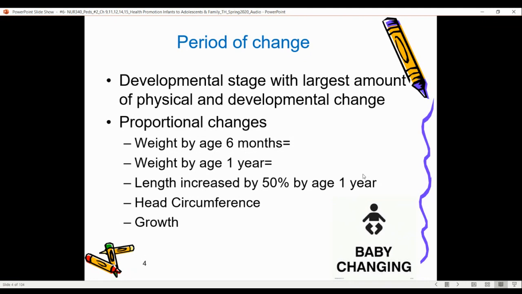Toddlers are bobblehead dolls. They have these giant heads, these big old bellies, and these really short, stumpy legs that they wobble around on with these big heads. Their head grows really, really fast in those first couple years.